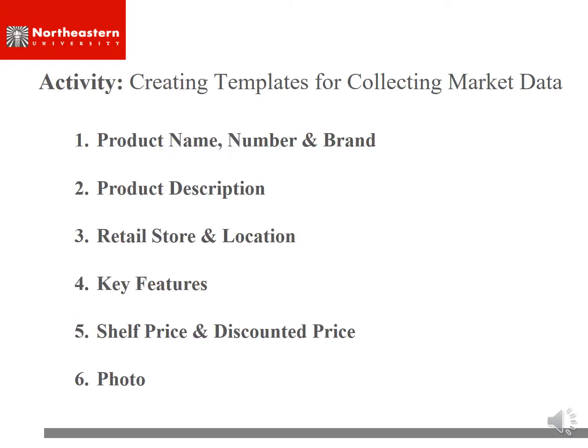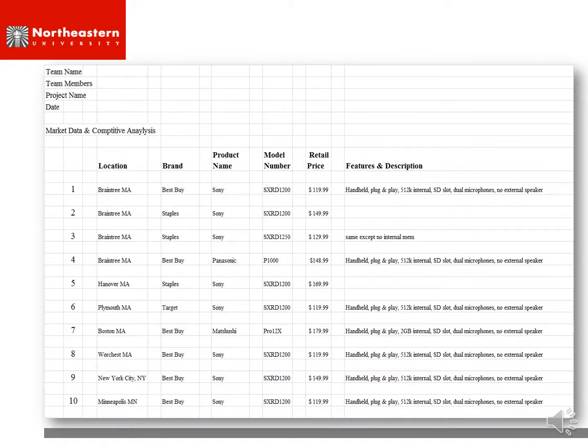Market data. We talked about this earlier.